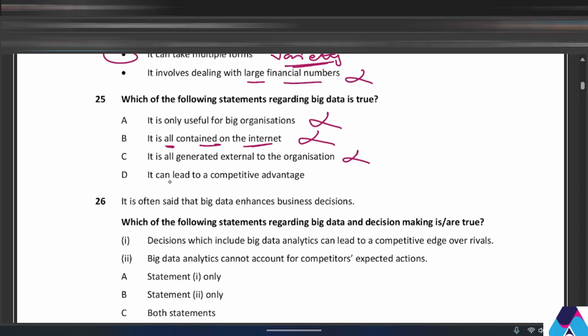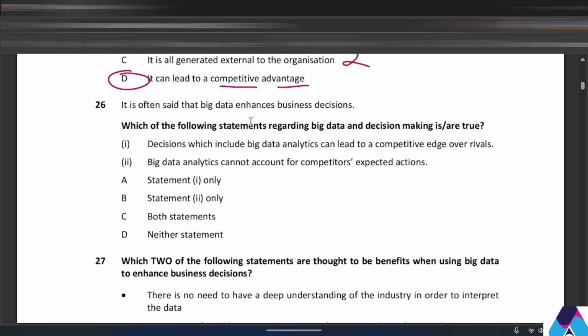Okay. It can lead to a competitive advantage. Obviously, if you have big data, you have different sources of data, and you search it for relevance, then it can give you a competitive advantage over others, because you will know about your customer, your market, and your competitors in more detail, thus giving you a competitive advantage, right?